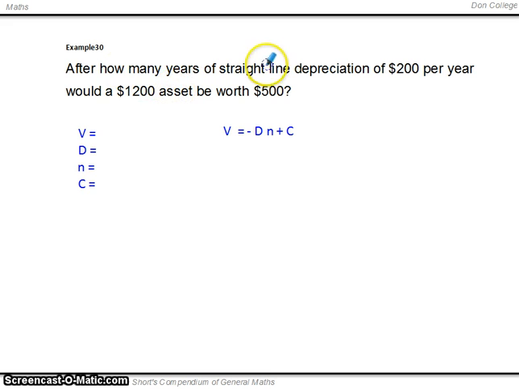Now this question's interesting. It asks us after how many years, so we're going to be trying to find n, and the other information is in the question. Pause the video and see if you can work it out. Okay, well, it tells us that it's depreciation of $200 a year, so our difference D is going to be 200. It's a $1,200 asset, so that's our starting value here, and it's worth 500, so we know what V is. We can substitute everything in now and work it out.